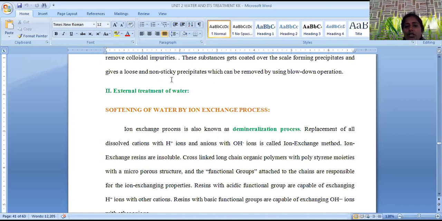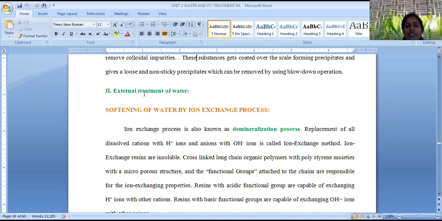Internal treatment of water is nothing but softening the water after feeding it into the boiler, when steam is generated. That is called internal. Within the boiler, some chemicals are added and whatever impurities are there get precipitated and discarded from that unit only. So within the reaction mixture, within the boiler, it is possible to remove them.